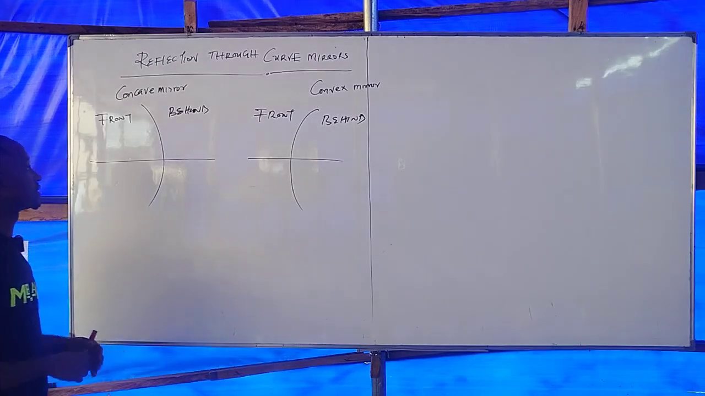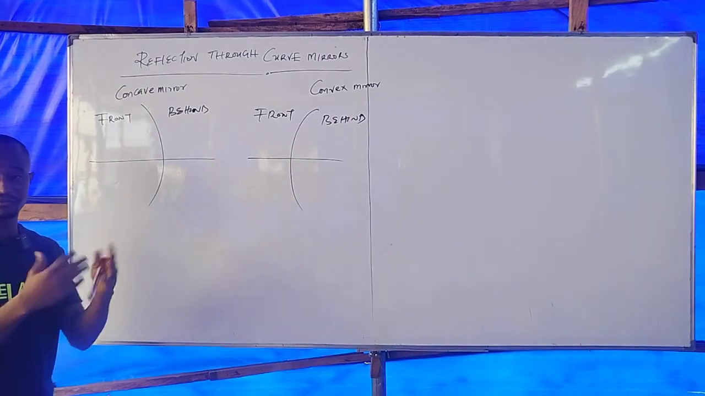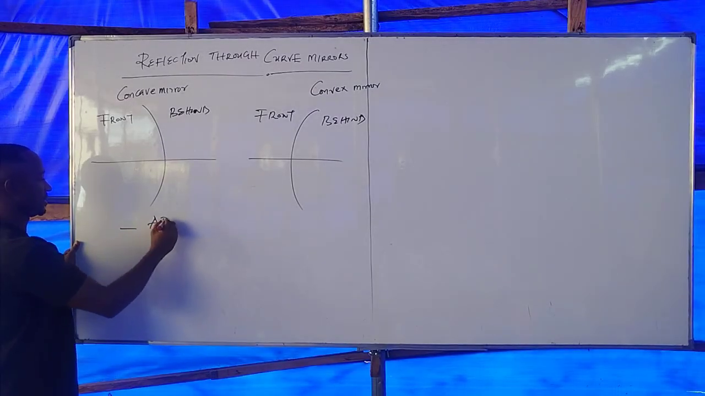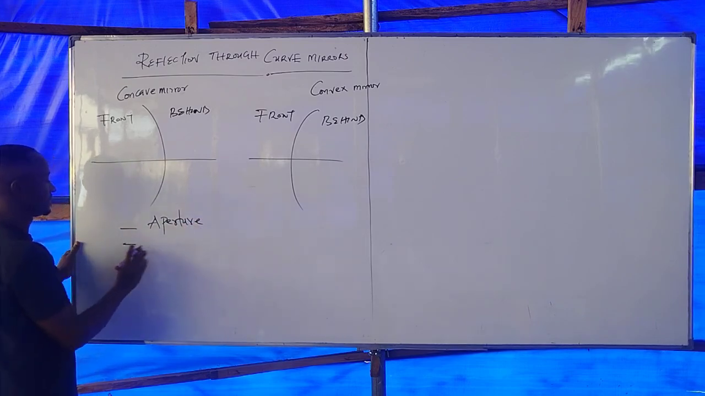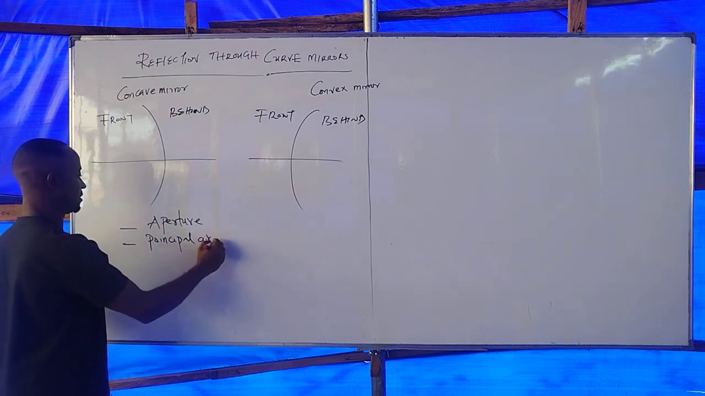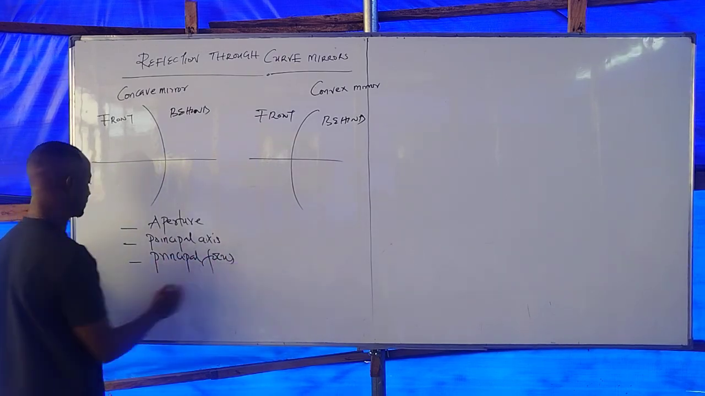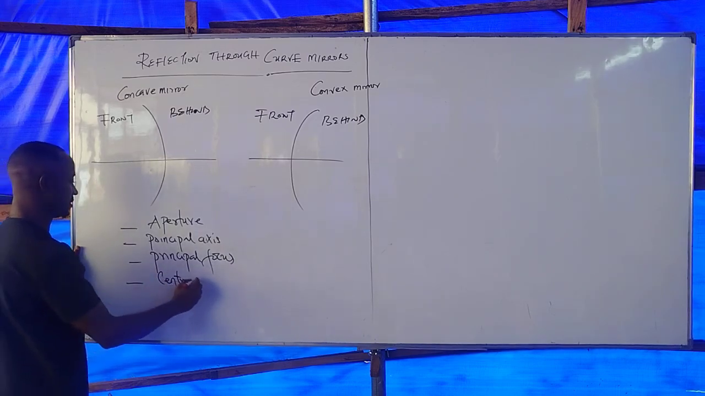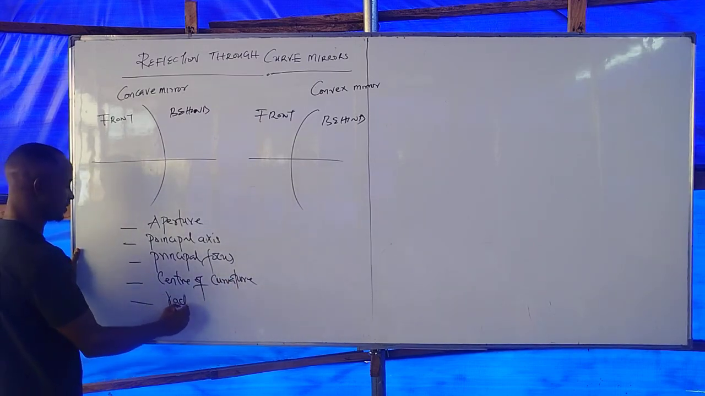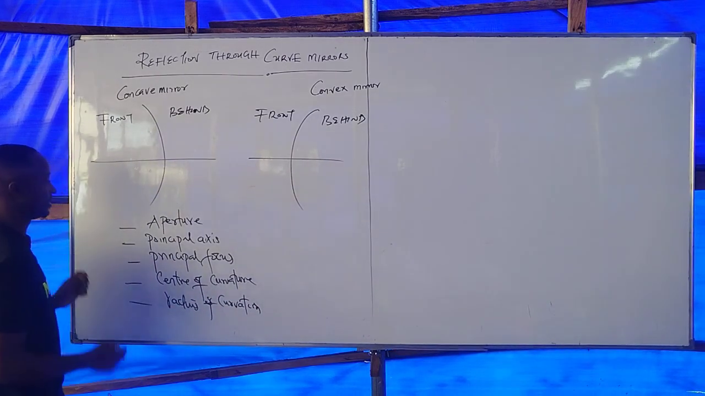Now there are certain terminologies in the curved mirror, and I gave an assignment last time. We talked about the aperture, the principal axis, the principal focus, the center of curvature, and the radius of curvature. We have the pole as well.